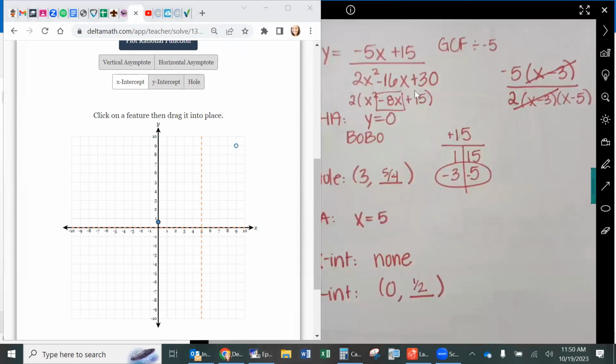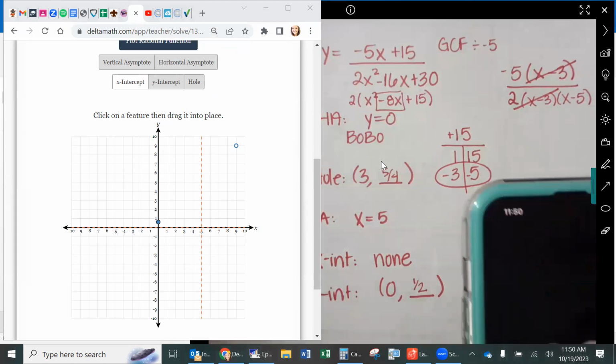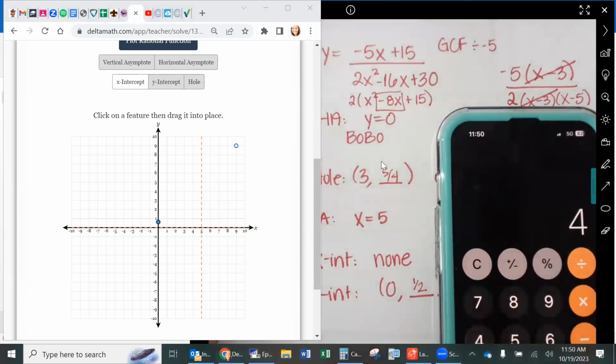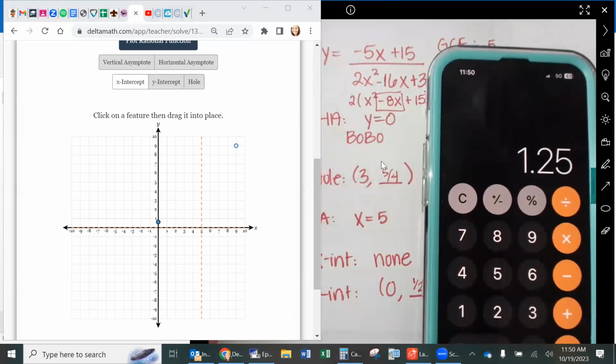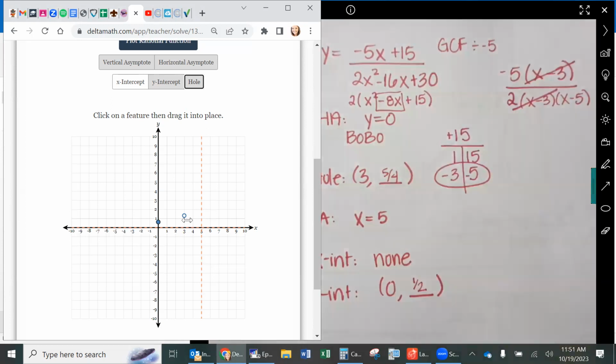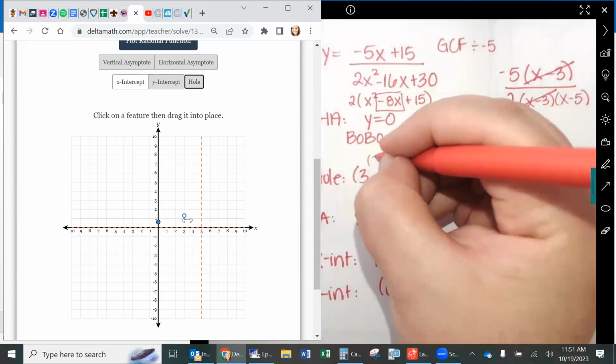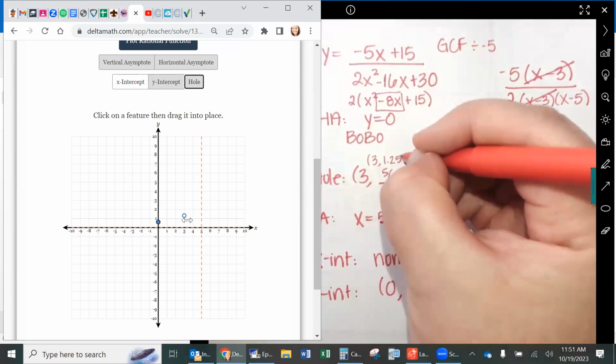But the question is, what do I do with this 5/4? So what I'm going to do is, in my phone, you have just like a lame calculator. Okay, let's turn 5/4 into a decimal. 5 divided by 4 is 1.25. So now I know, okay, I'm going to go to 3, and then I'm going to go up 1 and like a tiny bit more. So turn this into a decimal if it's not like a half or negative a half or something like that. So that was really 3, comma 1.25.